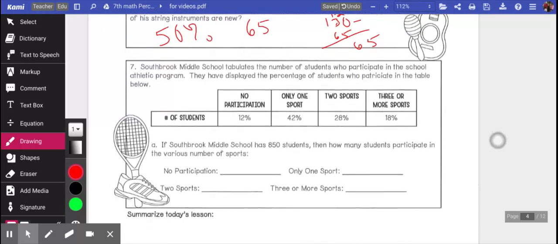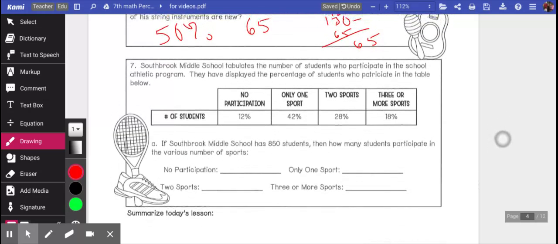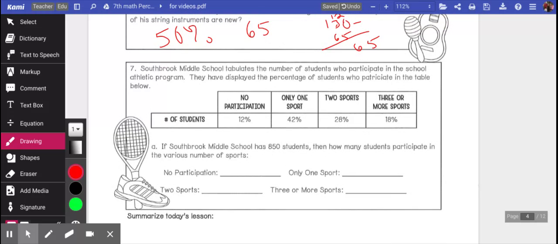Okay, Southbrook Middle School tabulates the number of students who participate in the school athletic program. They have displayed the percentage of students who participate in the table. So remember, always look at the table and think about what information you're getting. So you have your number of students, some that don't participate, only one sport, two sports, three or more. So it says if Southbrook Middle School has 850 total students, how many students participate in the various number of sports? So on this, we're already given the percentage. So we'll do only one sport.